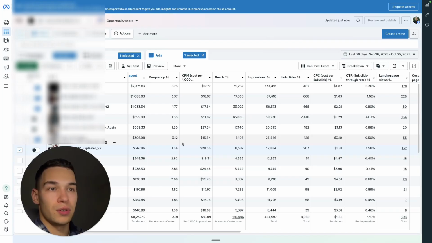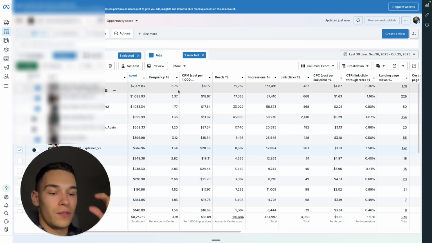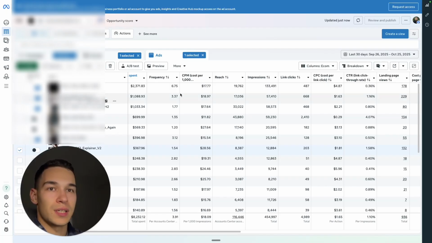So that's why you need to control all these metrics, because you see the frequency is getting too high. It's almost 8 times, and the probability of purchase after seeing the ad 2 times, based on statistical data from Meta, is dropping a lot, by 50% I think, after seeing the ad only 2 times. What about 8 times? This is the thing, I would say.